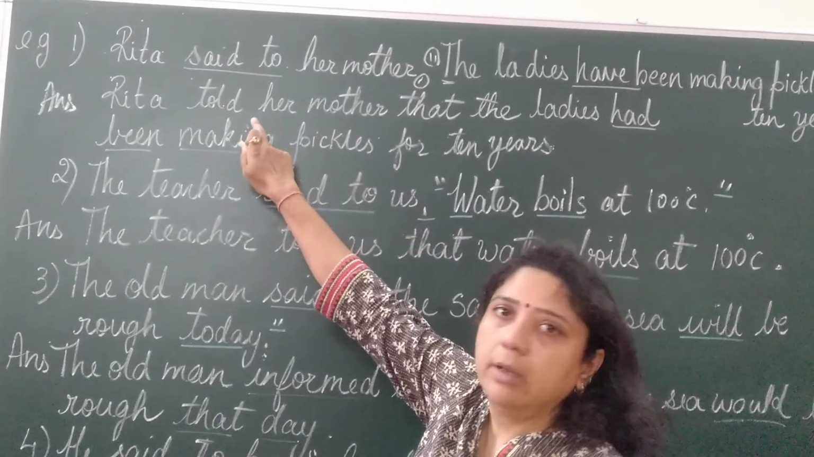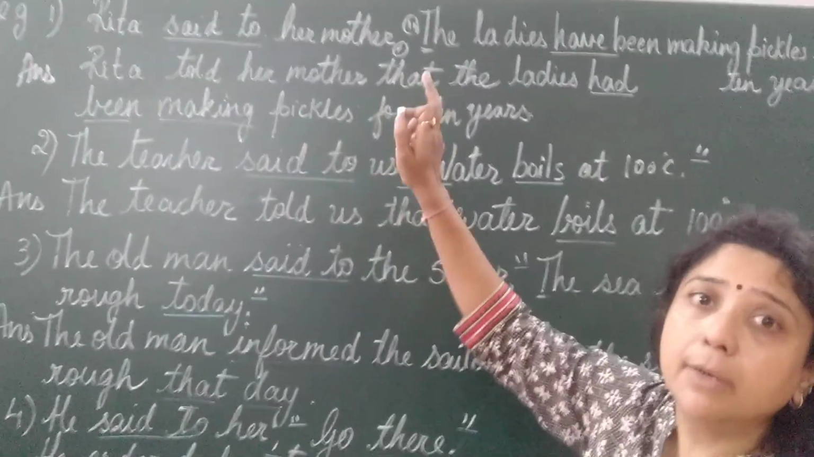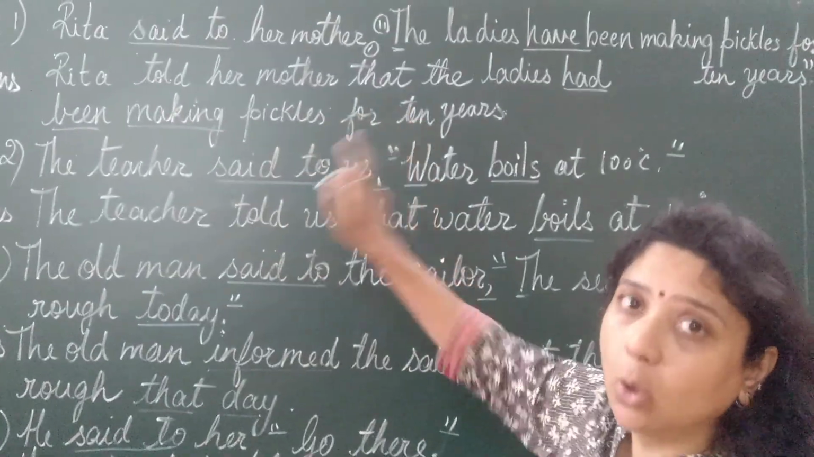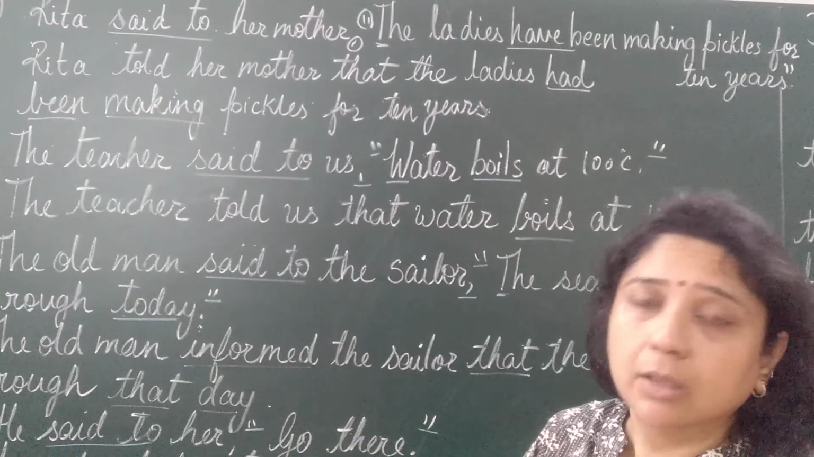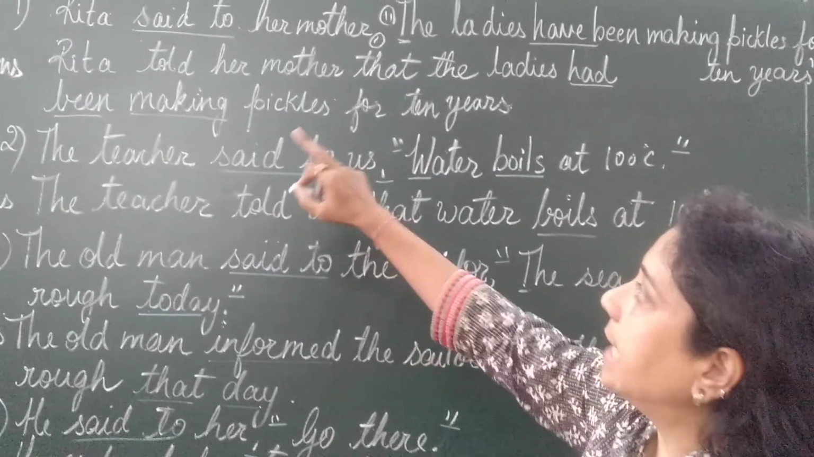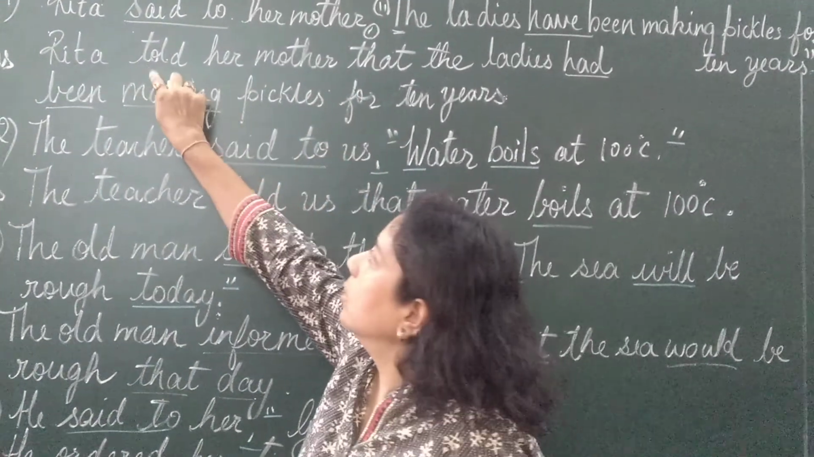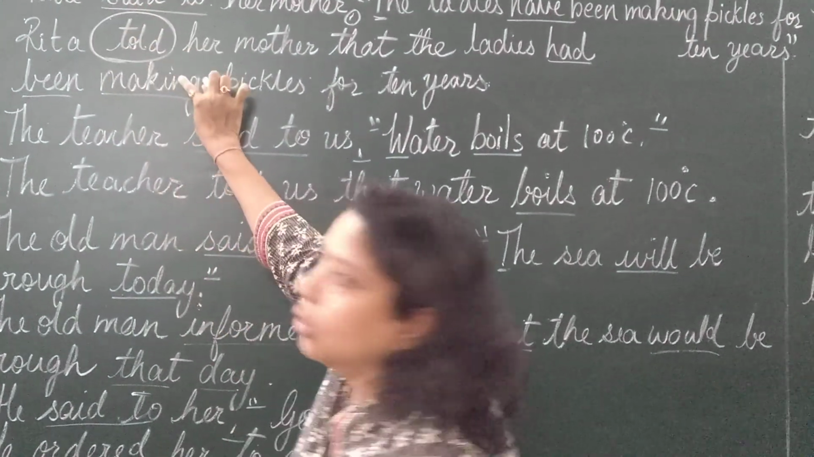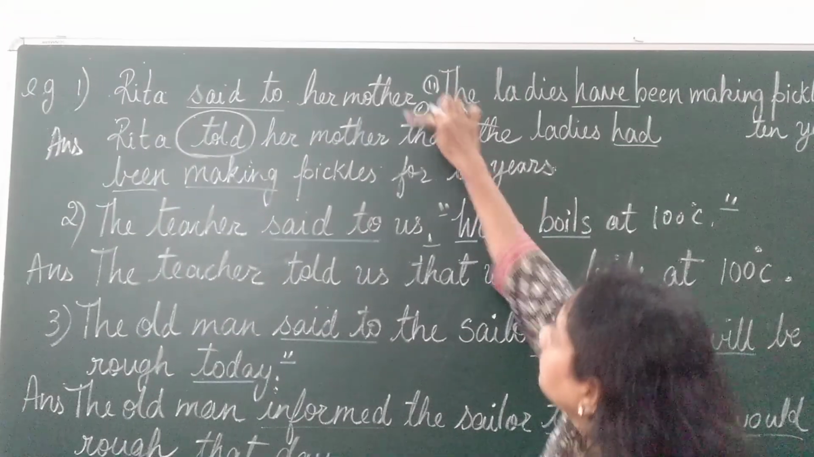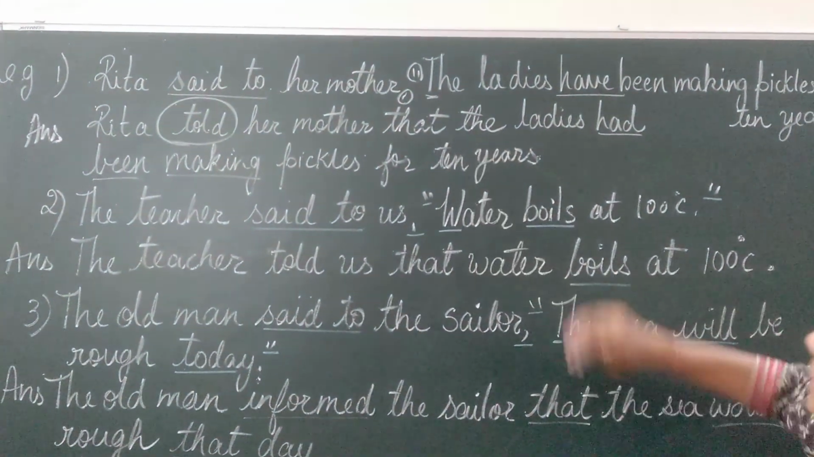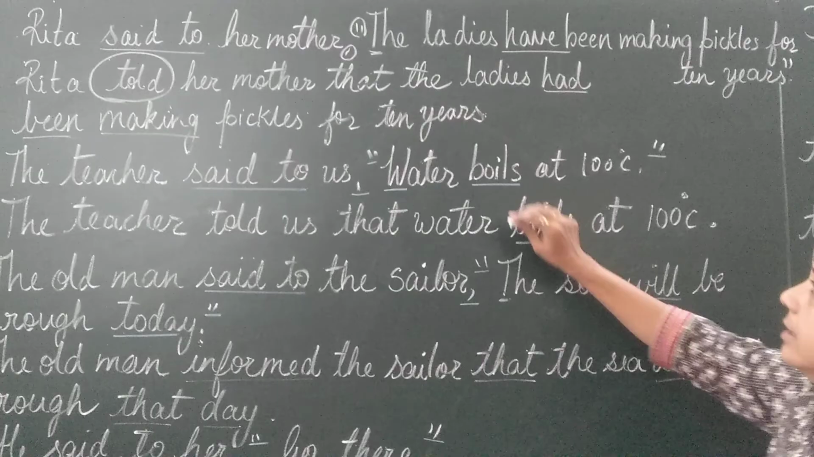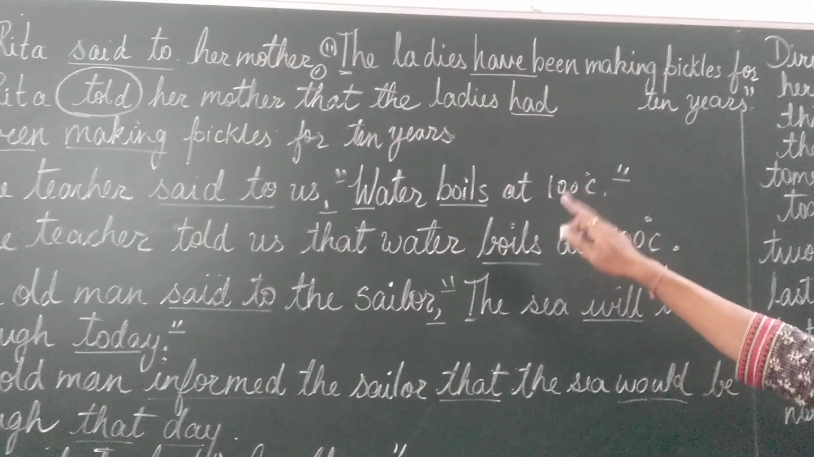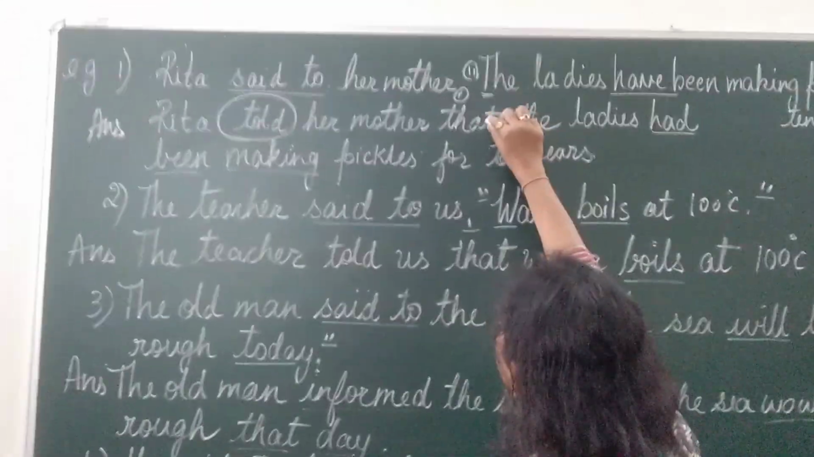Said to will become told. Students, please be careful. It will not become told to. It will only be told. Lot of children write Rita told to her mother. Please, completely wrong. The whole sentence becomes completely wrong. Said to, the word becomes told only. Very important. Only told. Rita told her mother. All this will go. It will become that the ladies have been making pickles for 10 years. The inverted commas, the comma, the capital letter, everything goes. And see how the sentence has changed here.